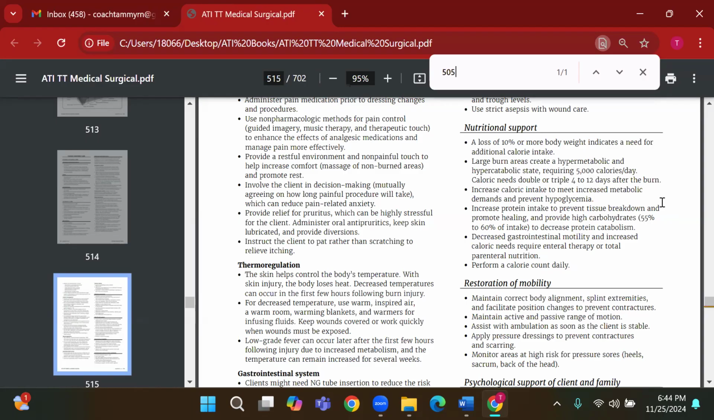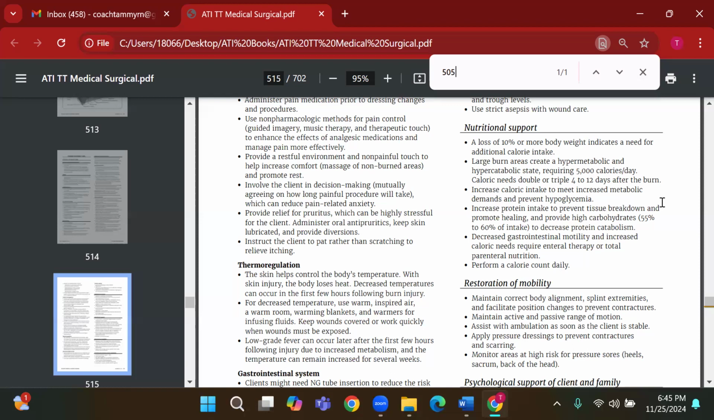Increase caloric intake to meet increased metabolic demands and prevent hypoglycemia. So eventually the sugar is going to come down and we want to prevent them from having low blood sugar. But remember that we need to increase protein because protein creates new cells, right? And so protein is responsible for producing new cells and healing. So make sure we increase that protein, and it says provide high carbohydrates to decrease protein catabolism. So what they're just saying is, the more protein we eat, we might be peeing protein. So we're going to also give high carbs.